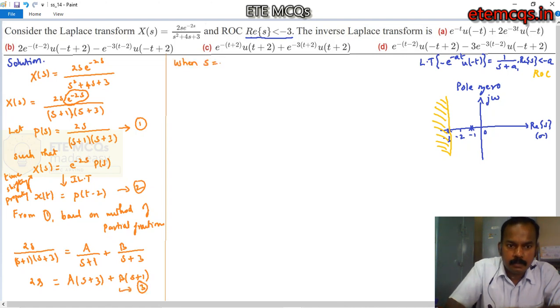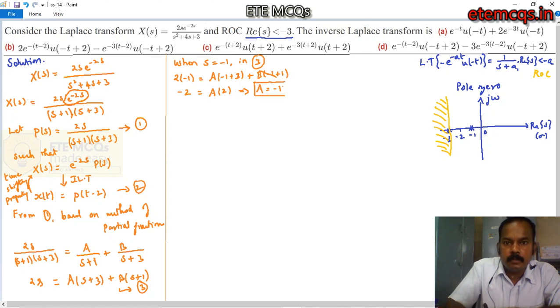Substituting s is equal to minus 1 in 3, we get 2 into minus 1 is equal to A into (minus 1 plus 3) plus B into (minus 1 plus 1). So this term becomes 0. So you get minus 2 is equal to A into 2, which implies A is equal to minus 1. So A is minus 1.